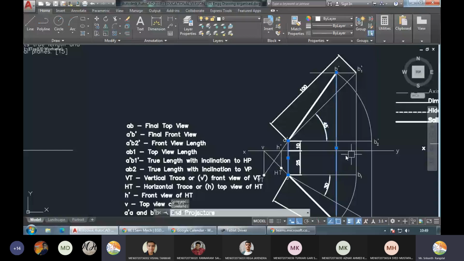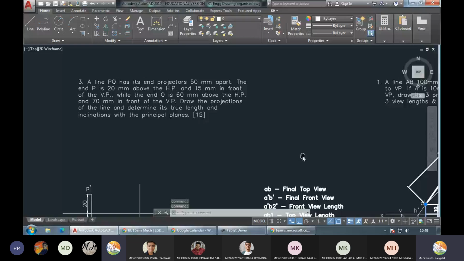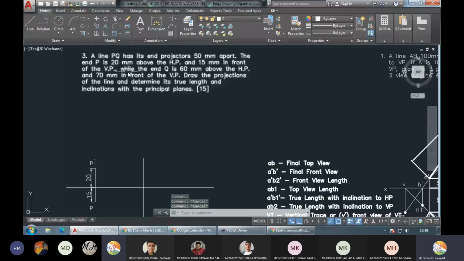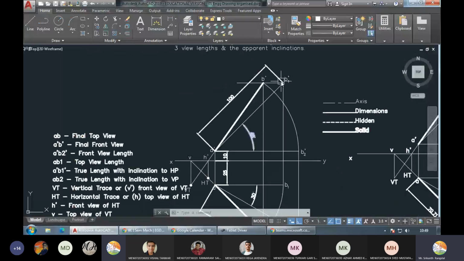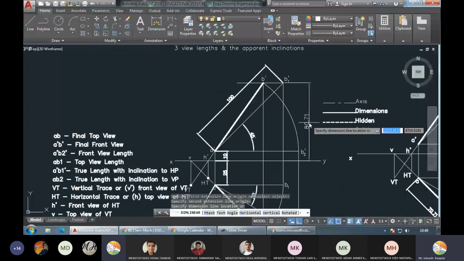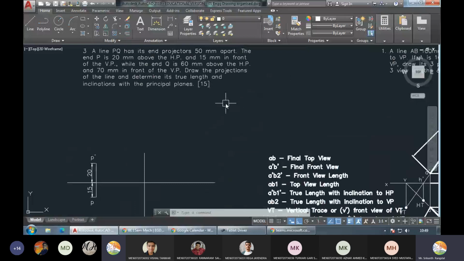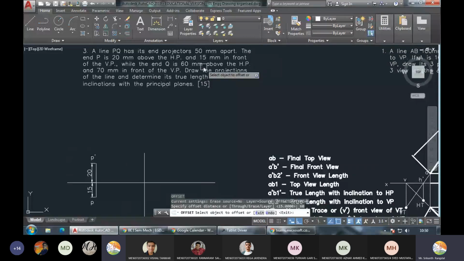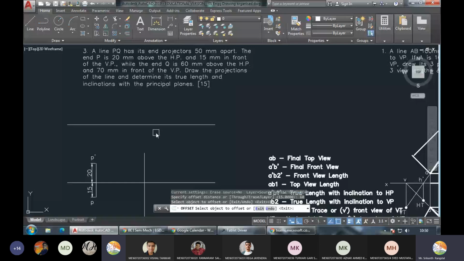Now let us look at what other data is given in the question. The end Q is 60 mm above HP. So that means this distance has been given to us, the distance of the other end from XY. So let us draw that. I have to just use offset. Offset, enter. What is the distance? 60 mm above HP, so 60, enter. Click the XY line and click above it. So the distance between these two lines is 60.